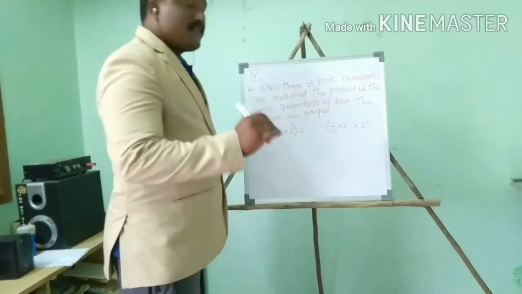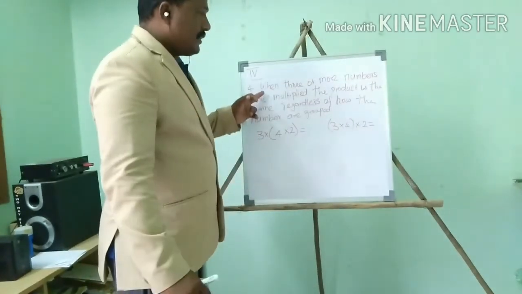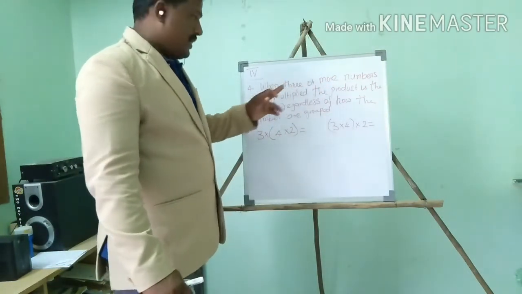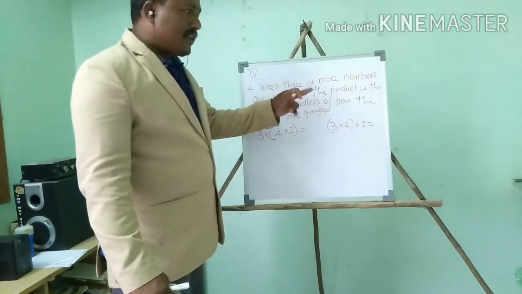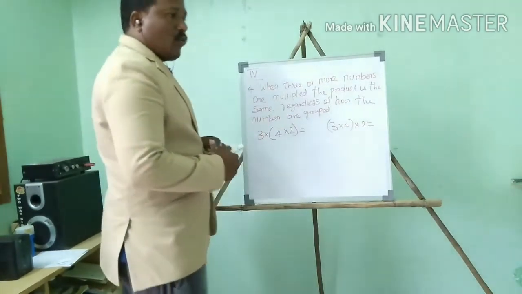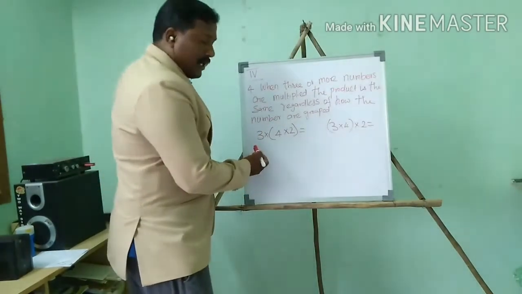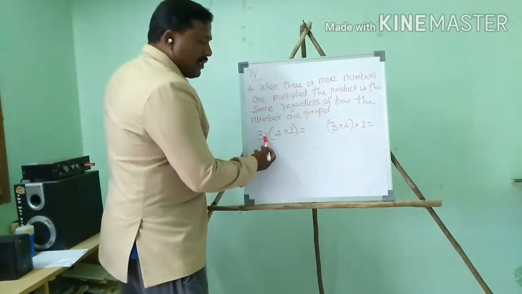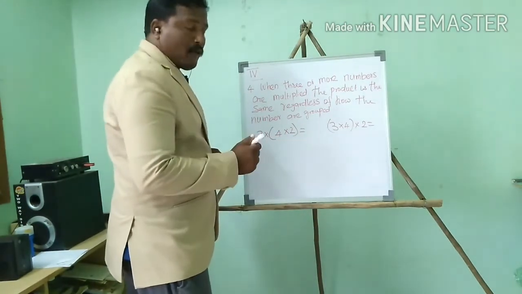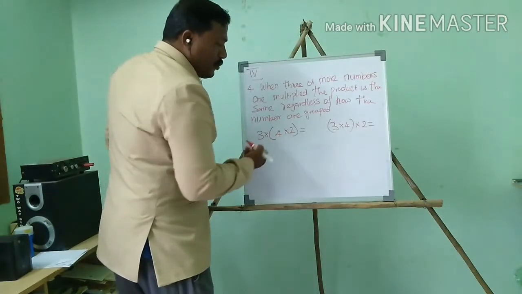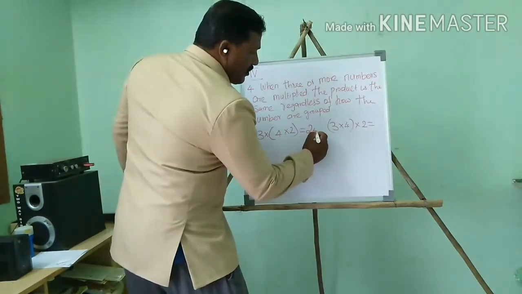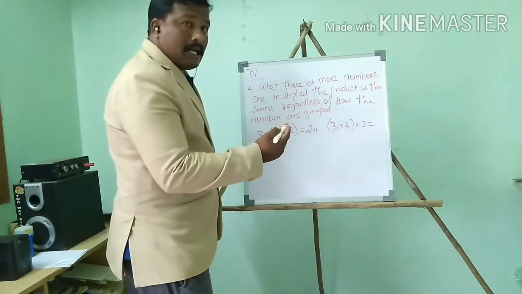Okay, students. Let me see the fourth property. When 3 or more numbers are multiplied, the product is the same regardless of how the numbers are grouped. What does it mean? Here I will take 3 numbers: 3 multiplied by 4 into 2, where 4 into 2 is the grouping. First I will multiply 4 into 2, which is 8. 8 threes are 24. 24 is the product. The same numbers but a different grouping.